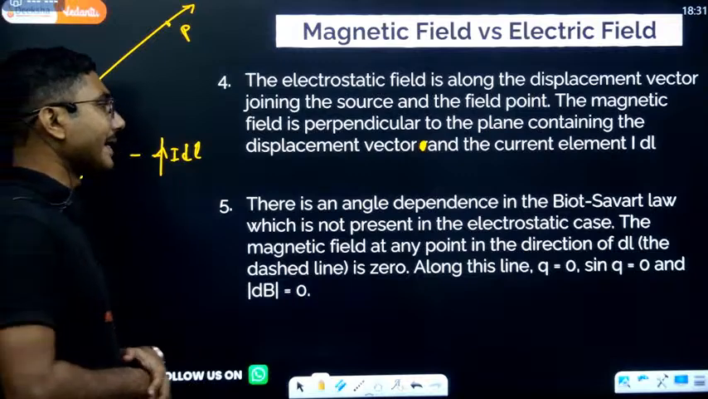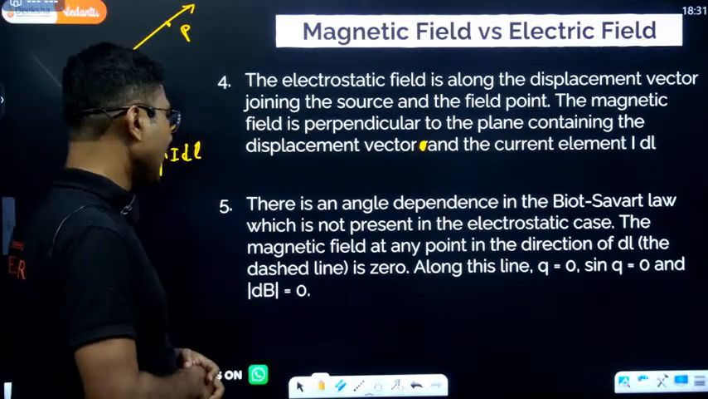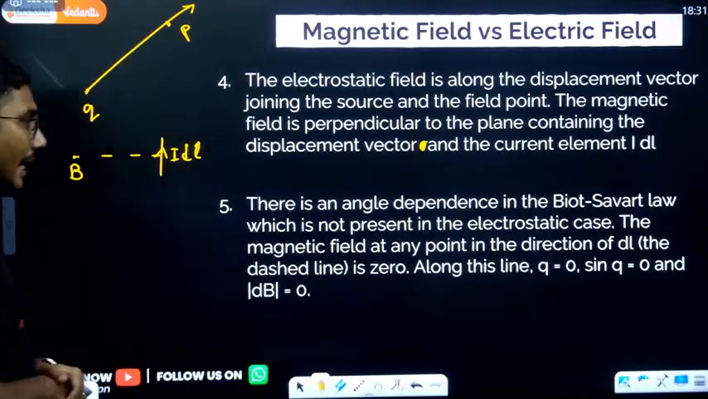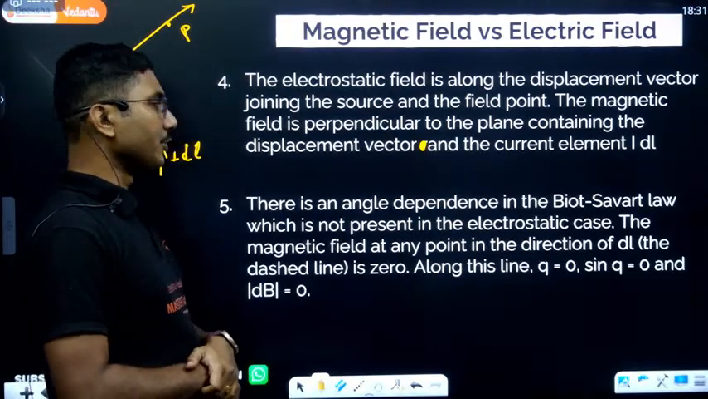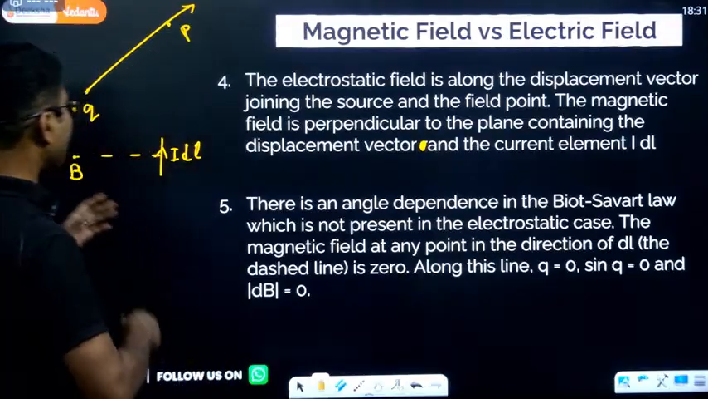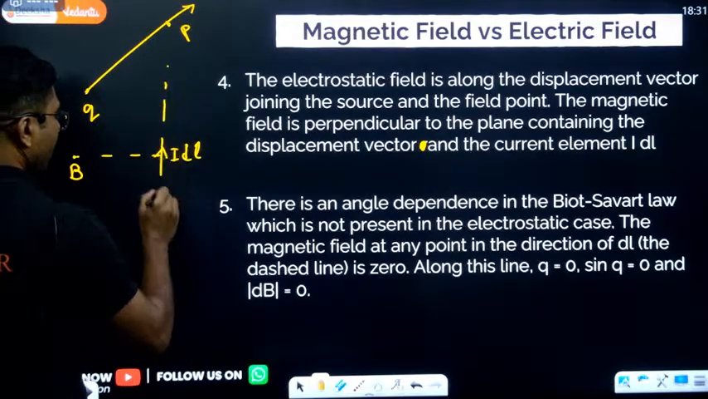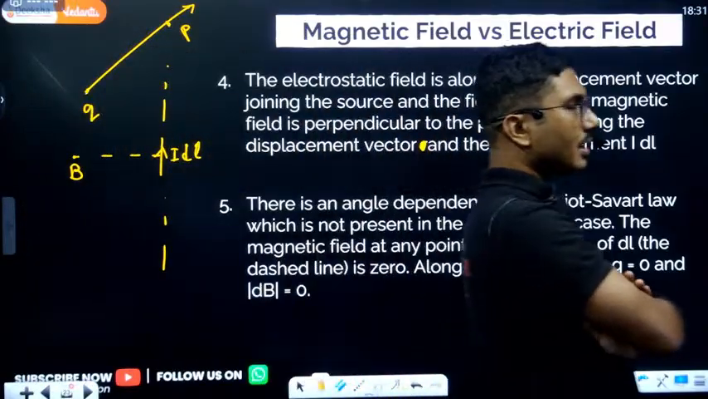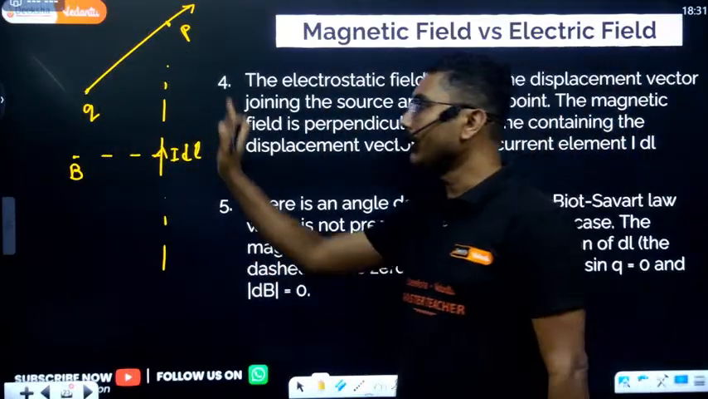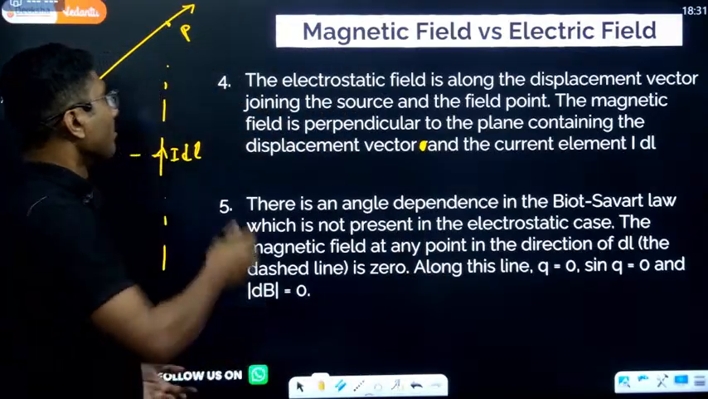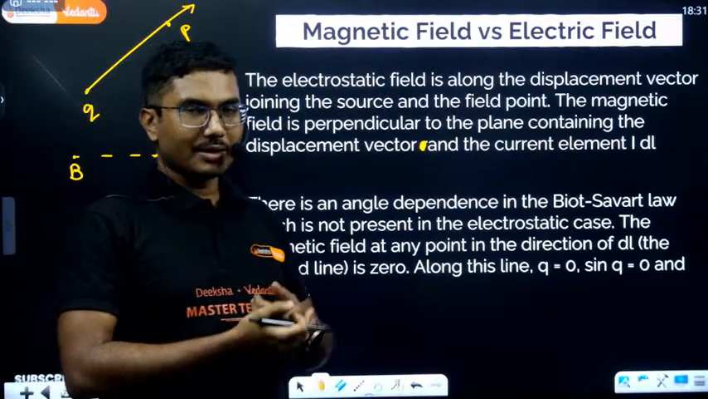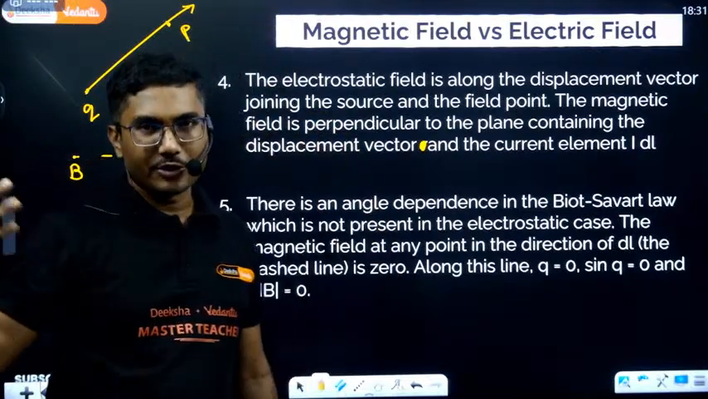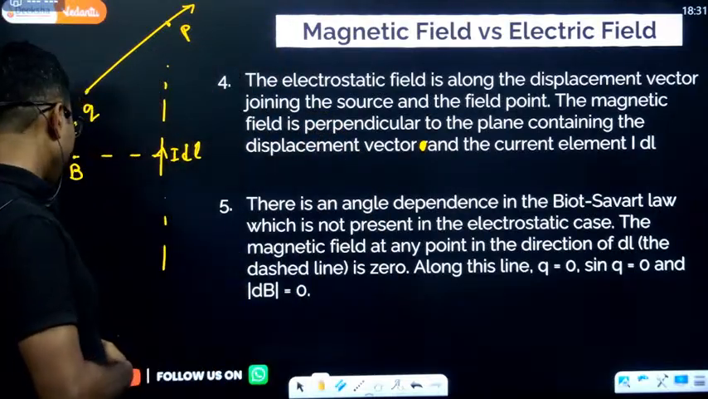The magnetic field at any point along the direction of dl, the dashed line, is 0. Along this line, theta is equal to 0, sin theta is equal to 0, and dB is equal to 0. So whatever line you are considering, the current carrying conductor, along that line the magnetic field is 0. But for a charge, there is no such point where the electric field is 0. For a single point charge, you can find the electric field in every direction and everywhere.